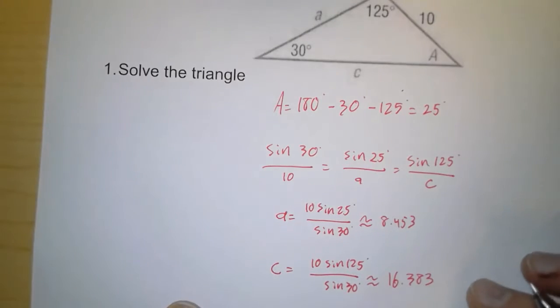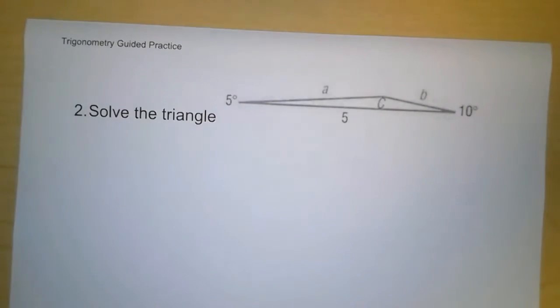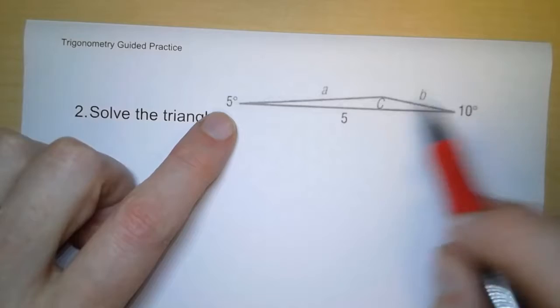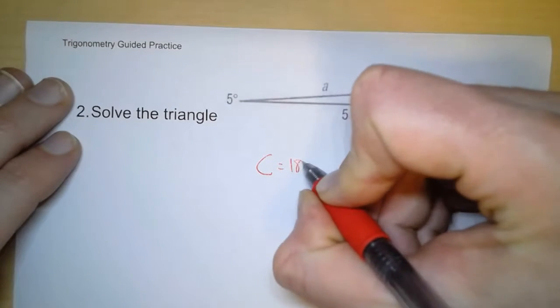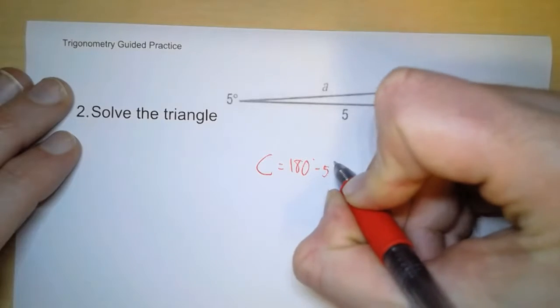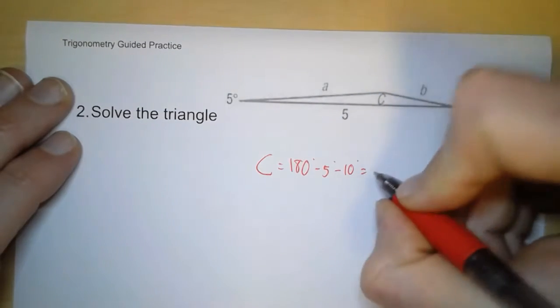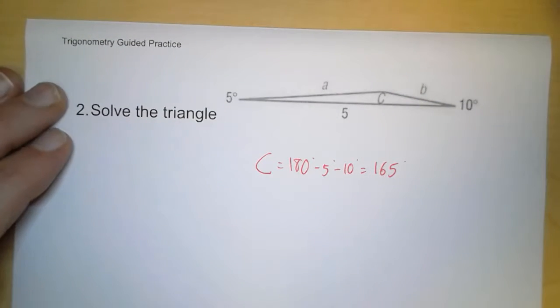All right. Now for the next one, we're going to do very much the same. We have this triangle that we want to solve. Here we have these two angles, 5 and 10. So that means angle C is going to be 180 degrees minus 5 degrees minus 10 degrees. And so that means that C is going to equal 165 degrees.